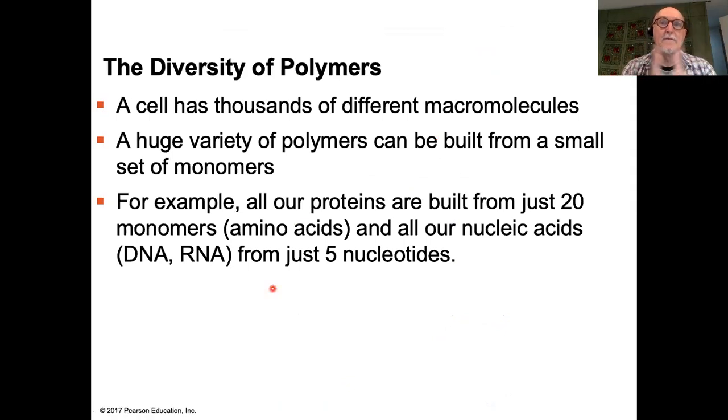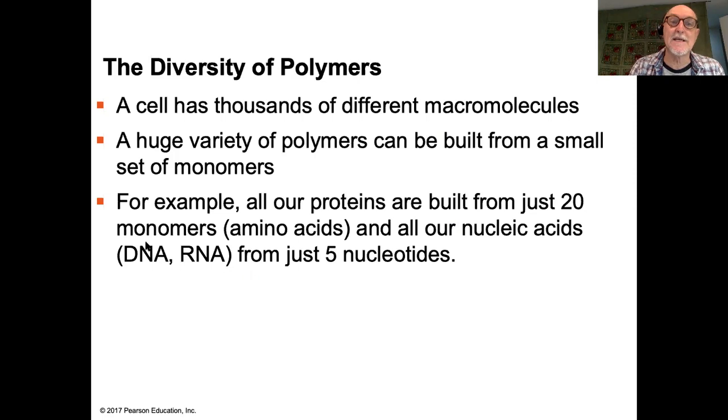So that's the basic mechanisms, and the important takeaway was for these polymers, we can put the monomers together in any order. We only need a few monomers to build molecules of immense diversity. So for example, all of our proteins are built from just 20 monomers, which are the amino acids. There are only 20 amino acids used in the living cell. And all the nucleic acids, which have to be incredibly diverse, we build from just 5 nucleotides. Just 5 different nucleotides make up all of our nucleic acids.